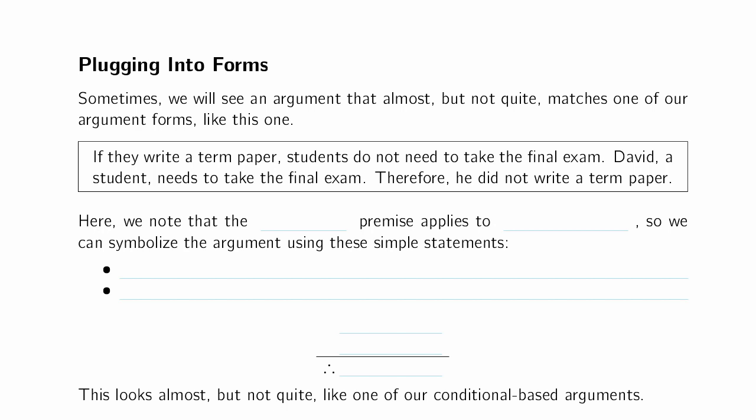So this argument says, if they write a term paper, students do not need to take the final exam. David, who is one of the students we're talking about, needs to take the final exam. Therefore, he did not write a term paper. So, our premises are, if they write a term paper, students do not need to take the final exam. David does need to take the final exam. And therefore, David did not write a term paper.